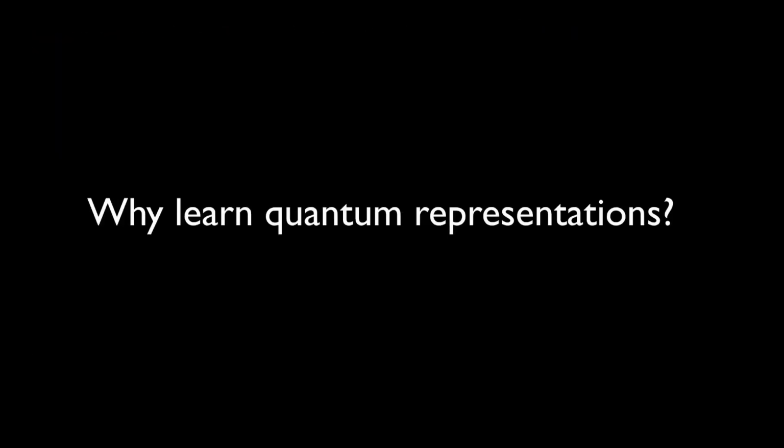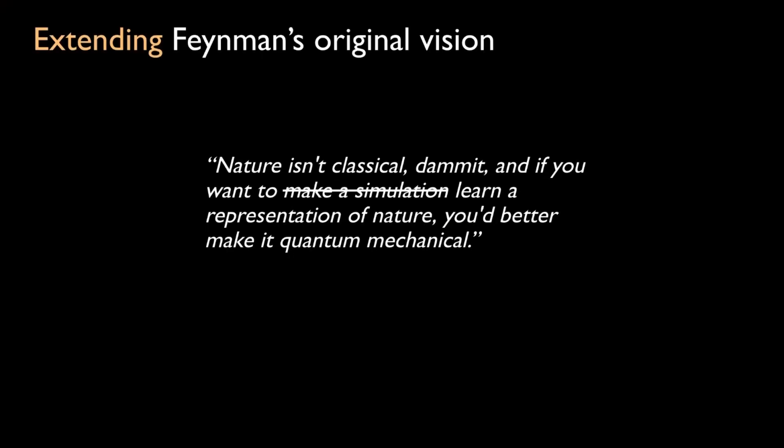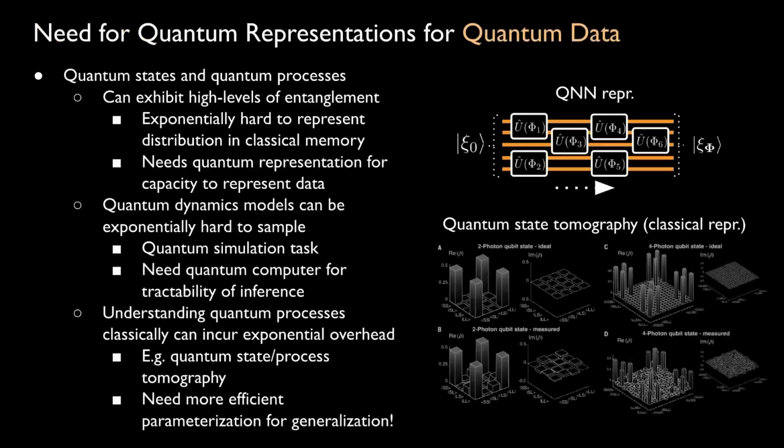So, why learn quantum representations? Feynman used to say nature isn't classical, damn it. And if you want to make a simulation of nature, you better make it quantum mechanical. But what we like to say is if you want to learn a representation of nature, you'd better make it quantum mechanical. Again, representations are multi-step computations that either compress your space or generate it when you're doing discriminative or generative modeling.